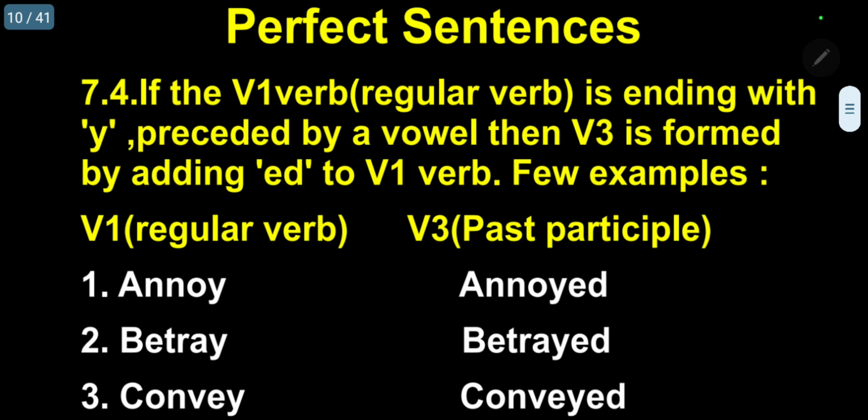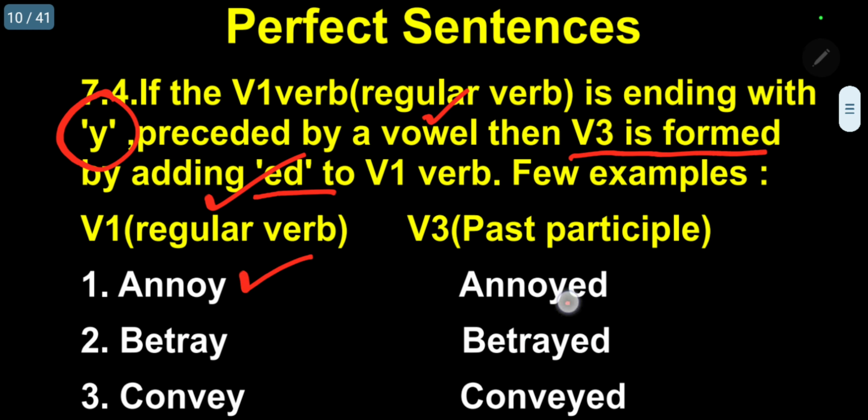If the V1 verb is a regular verb ending with Y, please follow. It's an anomaly, please follow. If it ends with Y preceded by a vowel, then V3 is formed by adding ed to the V1 verb. A few examples I am giving. It's a regular verb. Annoy. So I am adding ed. Annoyed, because O is the vowel.